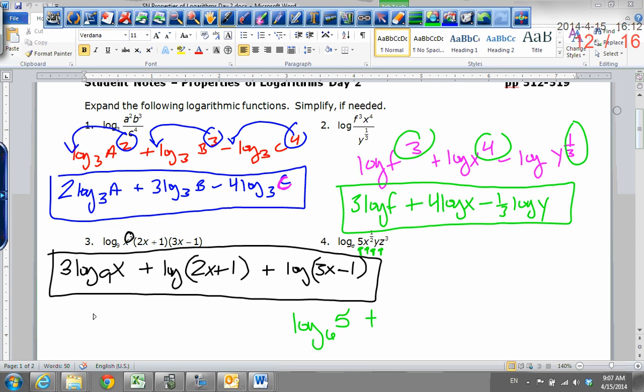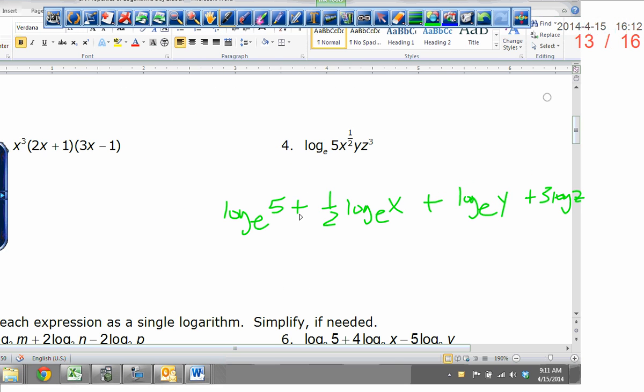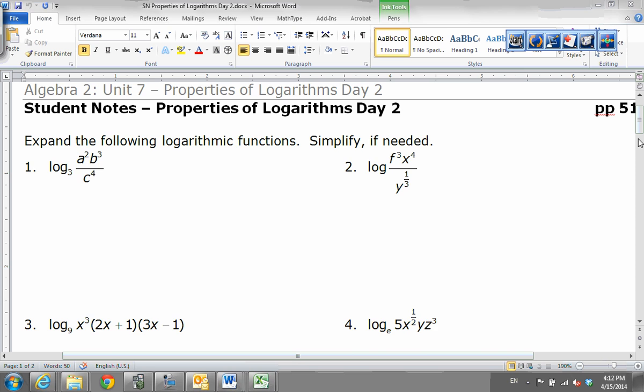There's number 3. We moved the 3 in front for the x, got multiplication there and there. And then number 4, log e5 plus we're moving the 1/2 there. We got 4 different logs that time. Okay? Alright, so that's those 4.